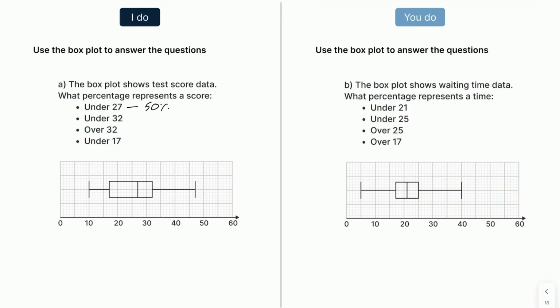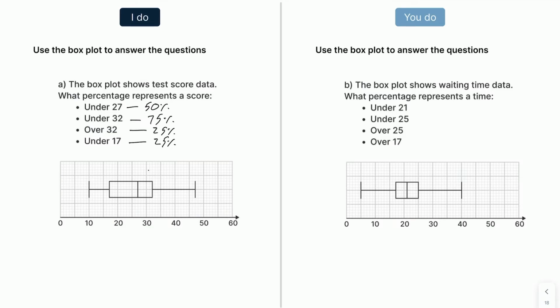If you look at the next one, where is 32? 32 is the upper quartile. So the upper quartile represents 75% of the data. What about over 32? Well, if under 32 is 75%, then over 32 must be 25%, okay? Because percentages add up to 100. And then what about under 17? So under 17 is going to be from here down. So that's below the lower quartile, and then the lower quartile represents 25% of the data.